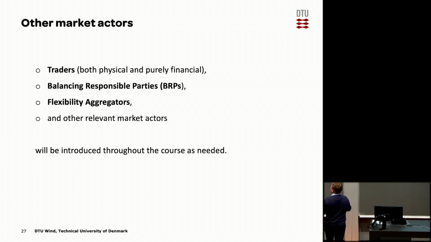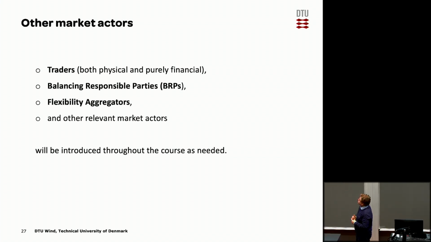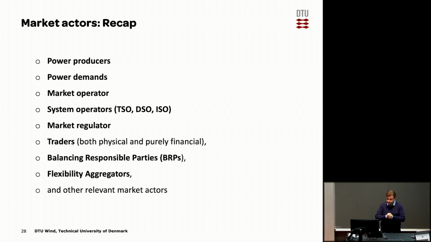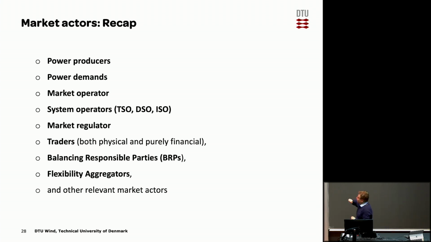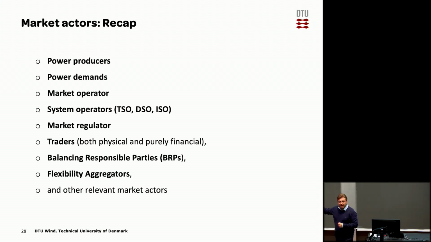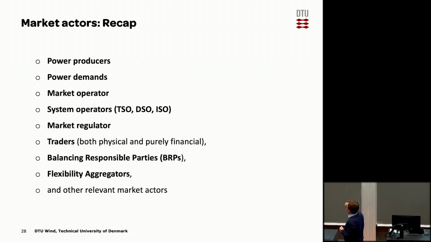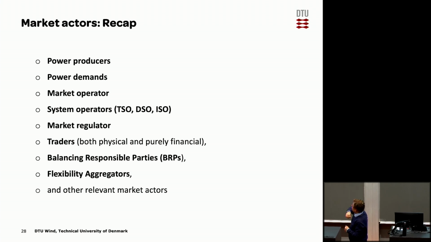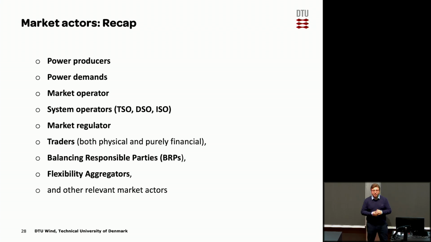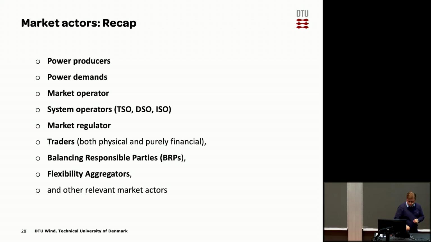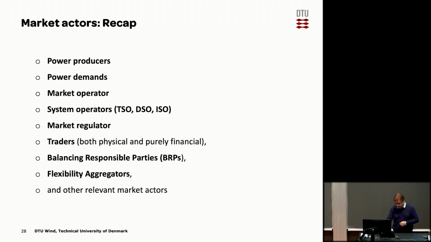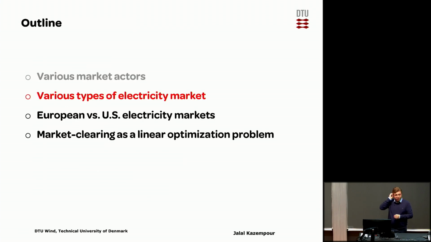Okay, then there are other actors like BRPs, Balancing Responsible Parties, Flexibility Aggregators, and others. I'll talk about them in time, not today. Good. So a recap of the actors we talked about: power producers, demands, market operator, system operators, TSO, DSO, and in the US, ISO or RTO, market regulators, traders, BRPs, flexibility aggregators. You can see it as a list of potential or different market actors. Some of them we discussed, some of them not yet. Good. Any questions so far?